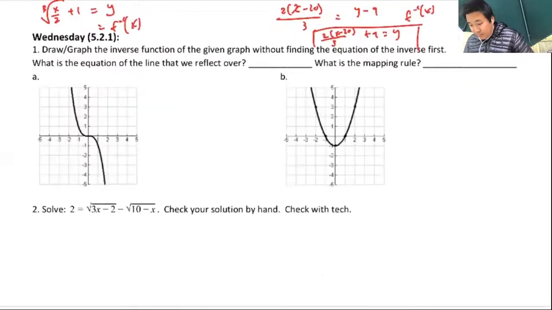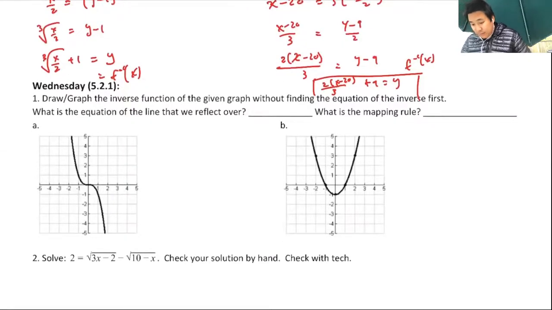Wednesday: draw and graph the inverse functions from the given graph without finding the equation of the inverse first. The equation is y equals x, and the mapping rule is x becomes y and y becomes x. So (x, y) becomes (y, x). It's 0, 0. And then you have 1, negative 1, so negative 1, 1.